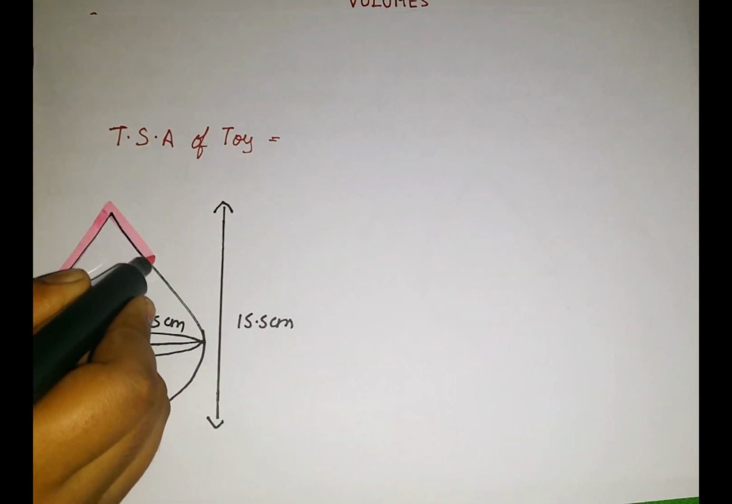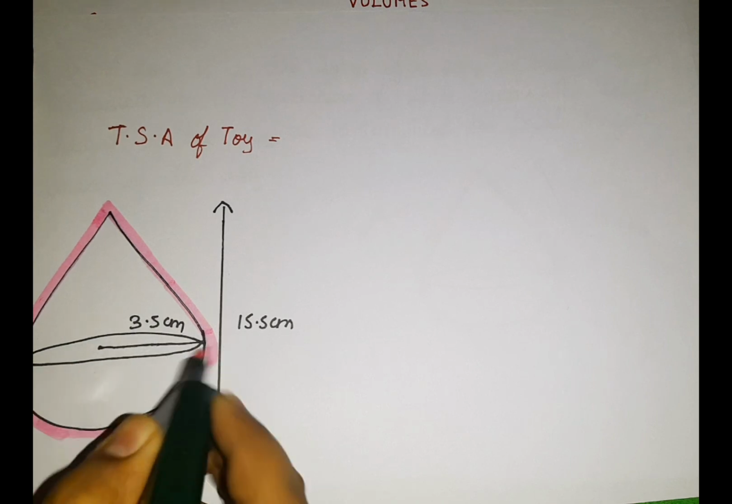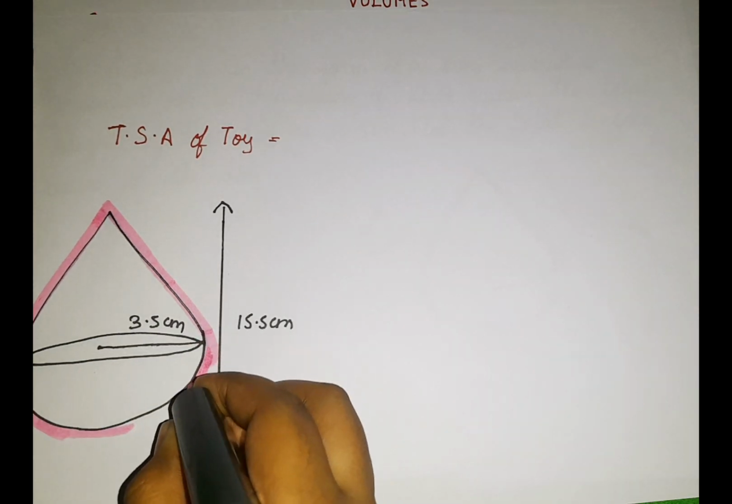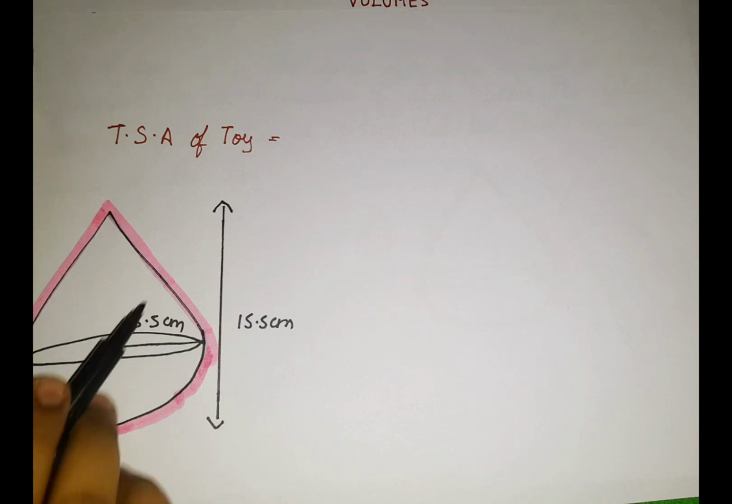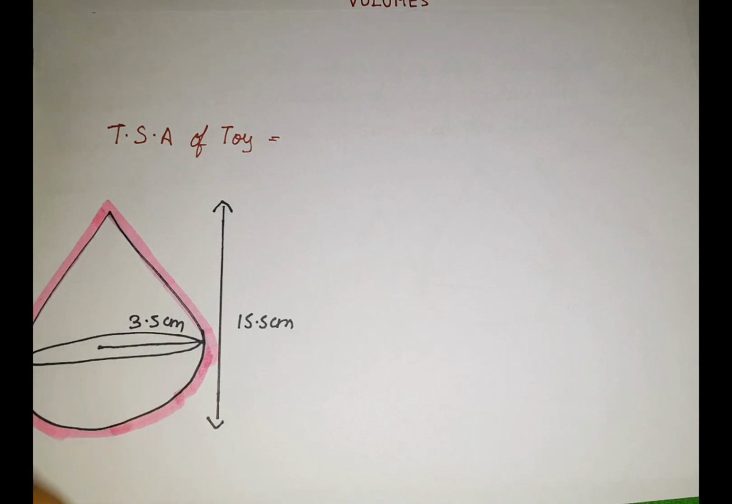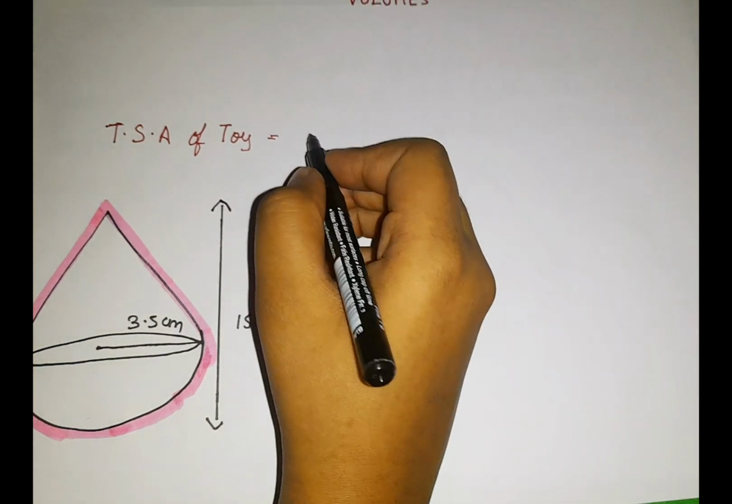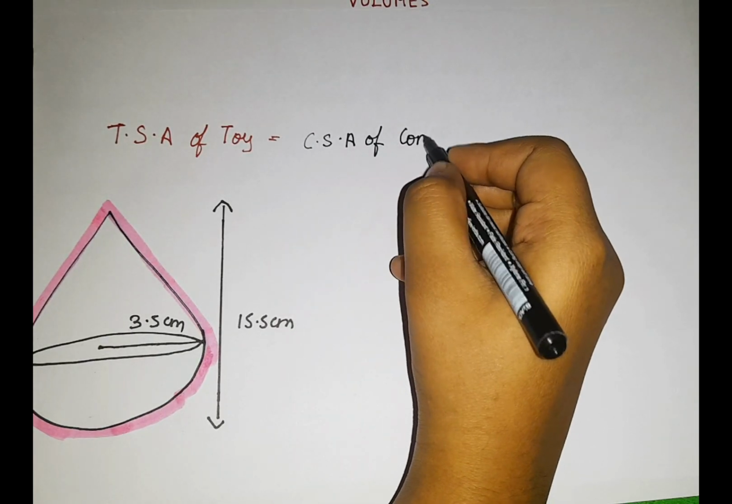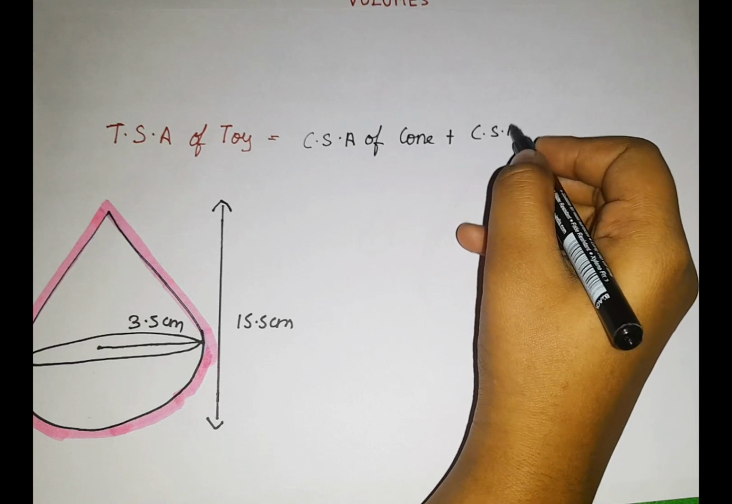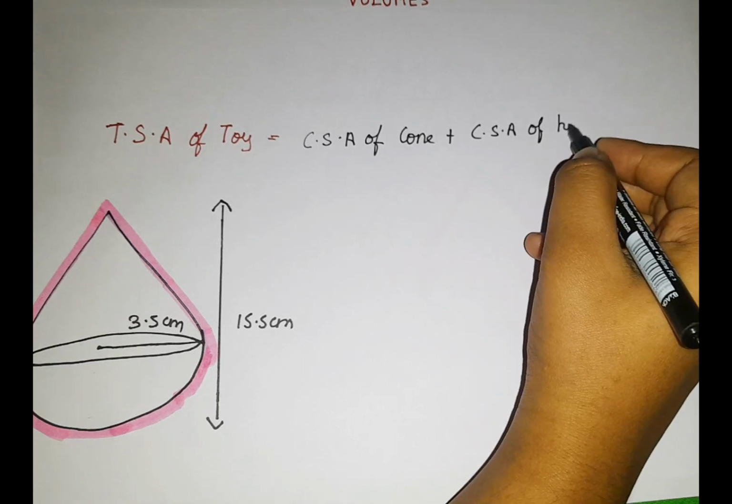One second, I'll paint it. I'm just taking this much time for you guys to understand it properly. Okay, so now I just painted the toy. Since I painted the curved part of the cone as well as the curved part of the hemisphere, I'm going to be writing curved surface area of cone plus curved surface area of hemisphere.